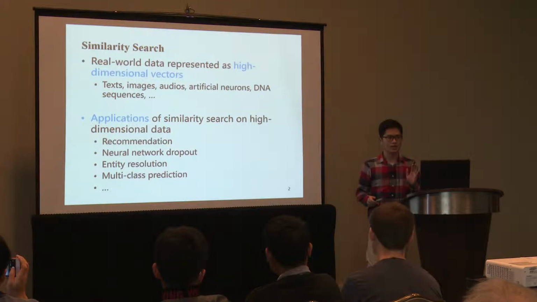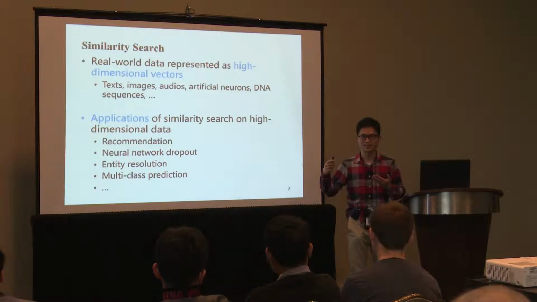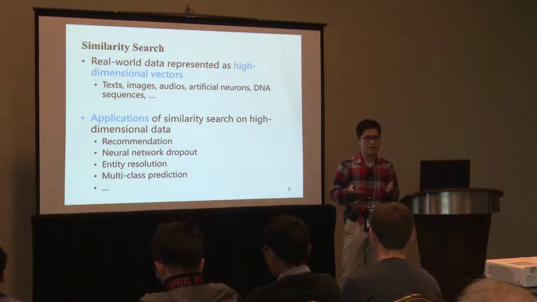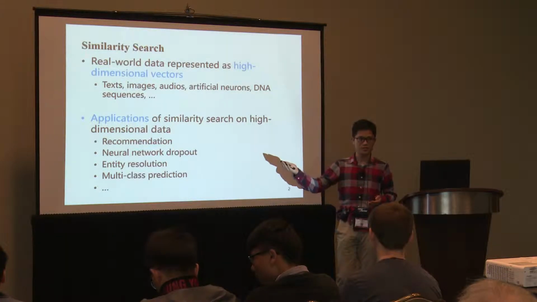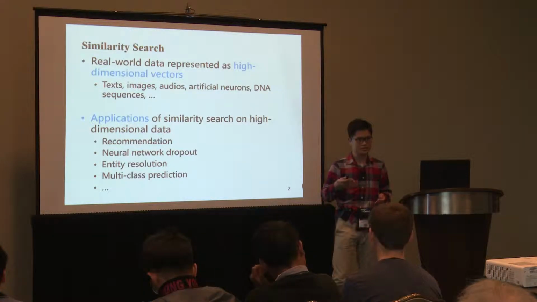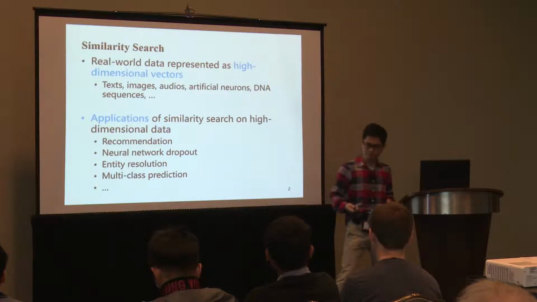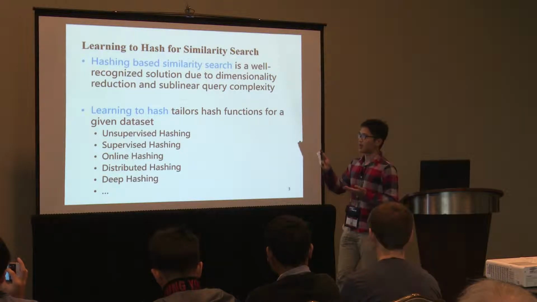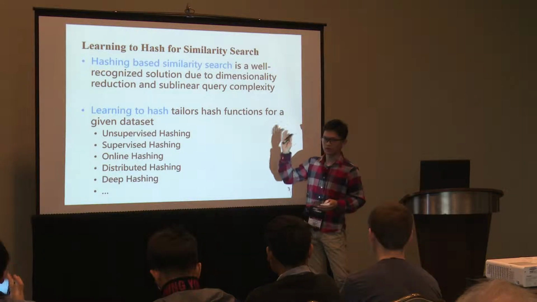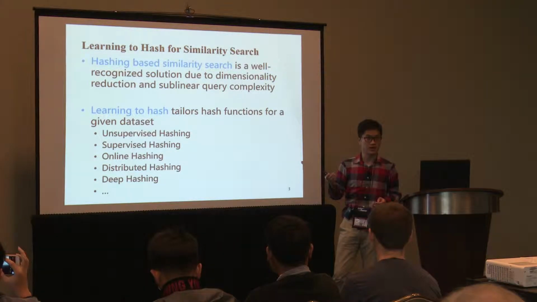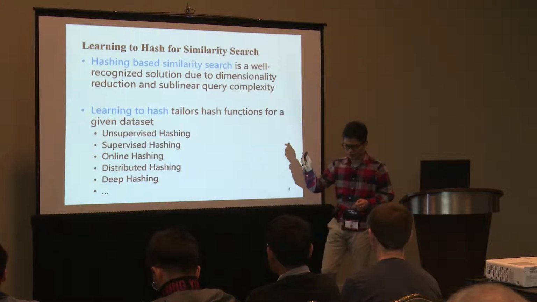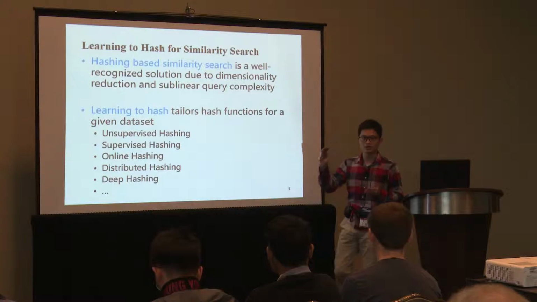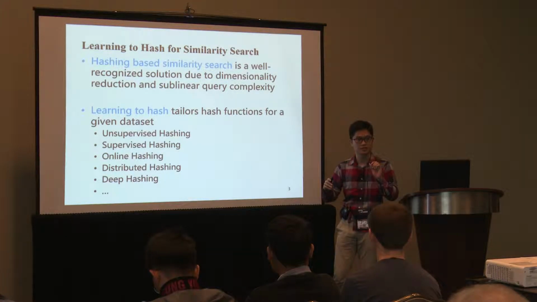Many types of real-world data are represented as high-dimensional vectors, such as text and images. Similarity search among these vectors is the foundation of many applications, such as recommendation, neural network training, and also the second work presented by Menassi today. Among all the algorithms, hashing-based similarity search is popular due to dimensionality reduction and sublinear query complexity. And learning to hash, which attracts more and more attention from the machine learning community, is able to adapt the hash function to the underlying data sets and significantly improve the performance.